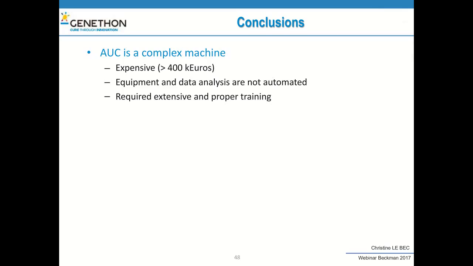In conclusion, the AUC is a complex machine. It's somewhat expensive, more than 400,000 euros. But the equipment and data analysis are not automated. It requires extensive and proper training.